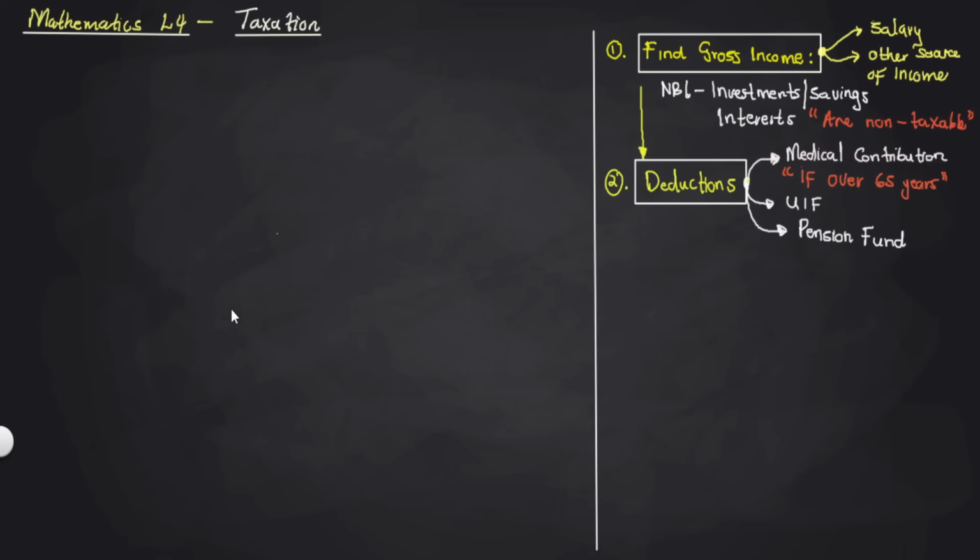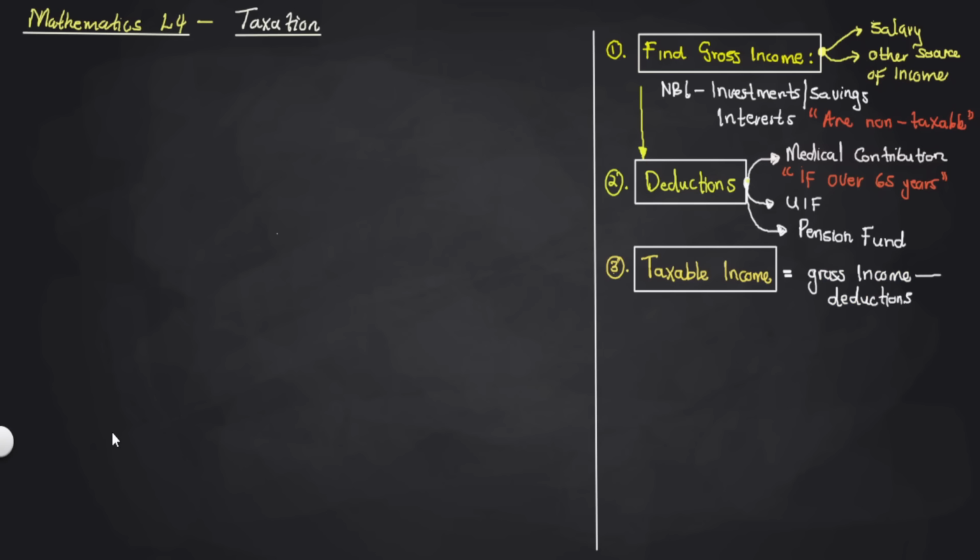Then after finding your deductions, you need to calculate what? The taxable income. The taxable income we calculate by taking the gross income and subtracting all the deductions. When you take the gross income, take away the deductions, what is left is the taxable income.